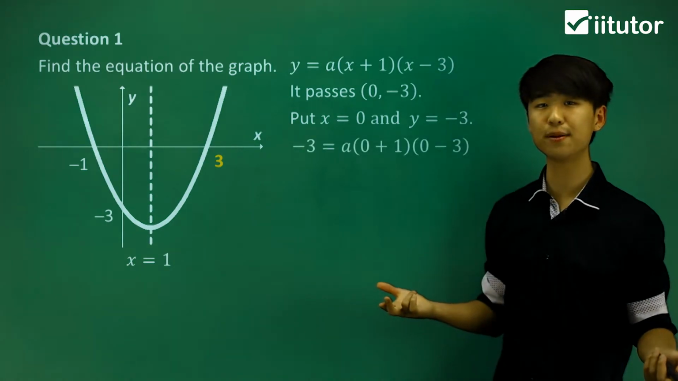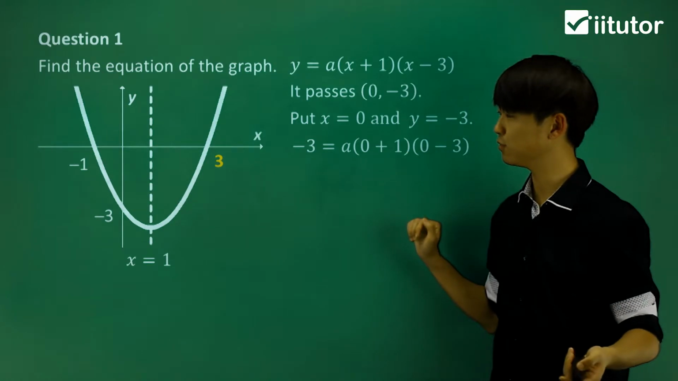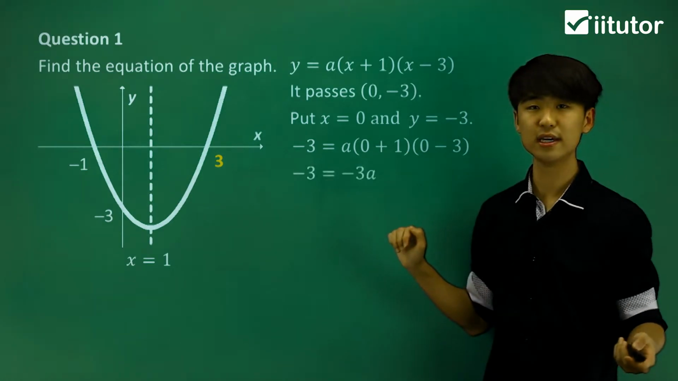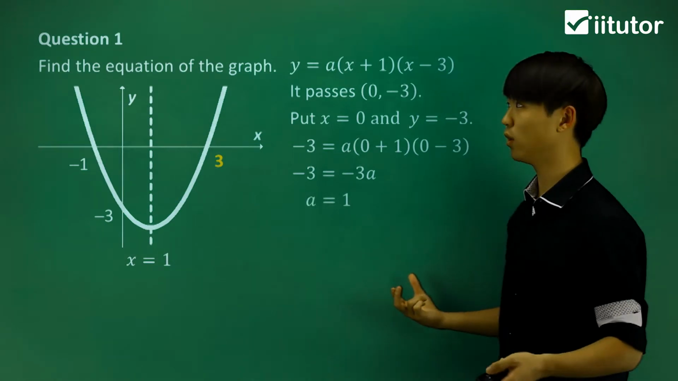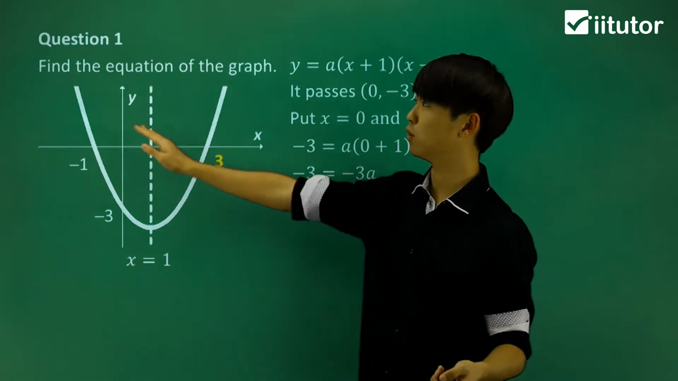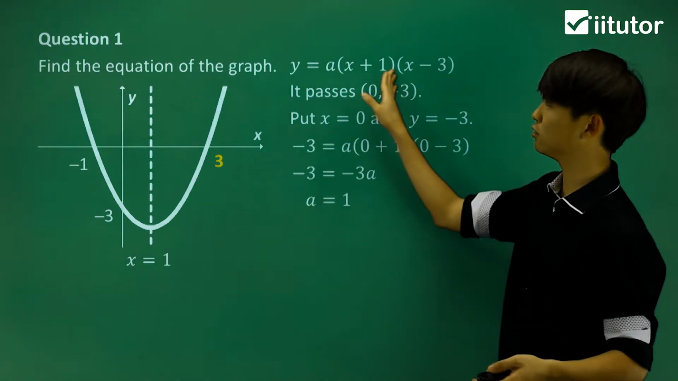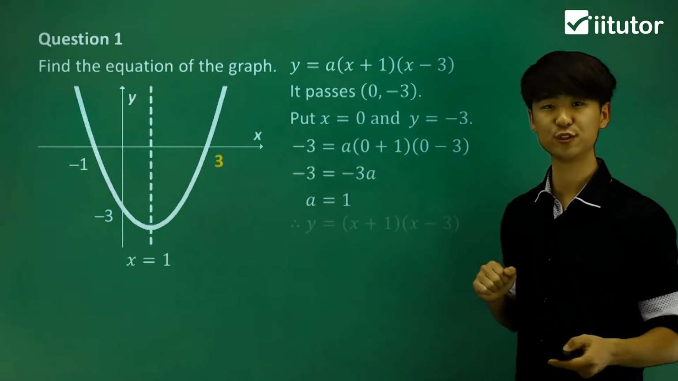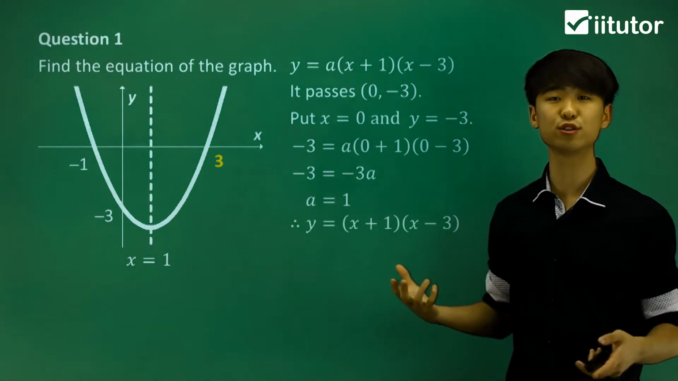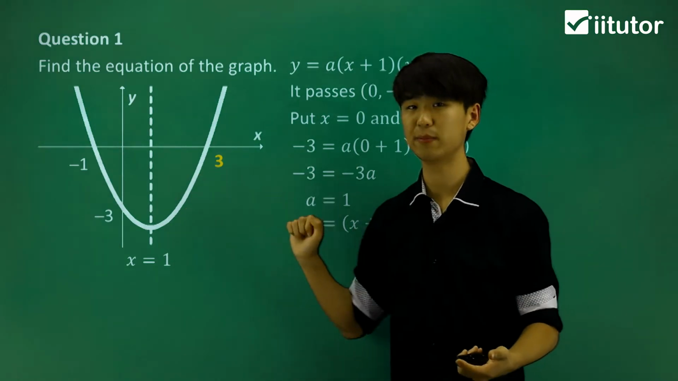If we do that, this is what it will look like. I want you to simplify these little brackets to find the value of a, which we can see is a equals 1. What were we after? We're after the equation of the graph, which was this. So I want you to replace a with 1 and rewrite the equation. Then y equals (x plus 1)(x minus 3) is going to be the equation of this parabola.